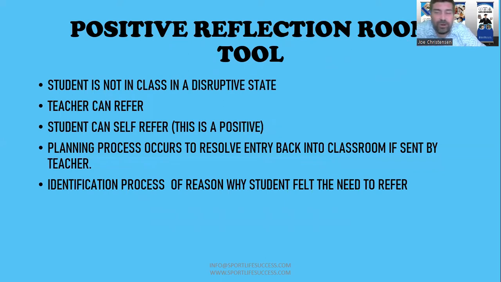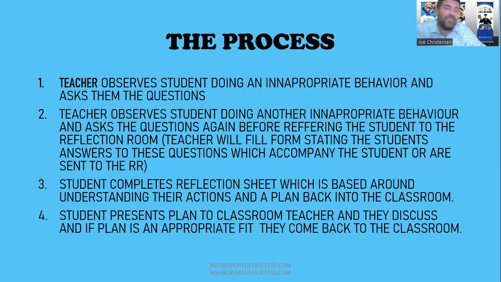So we're just going to go into the process in a little bit more depth in this next slide. The process of how it actually happens and how it looks in the classroom. The teacher observes a student doing an inappropriate behaviour and asks them a series of questions, which I'll show you on the next slide. Once they've gone through those questions once, the student generally remains within the room. And if the teacher sees another misbehaviour or action from that student, they'll again go through the series of questions before referring them to the reflection room.